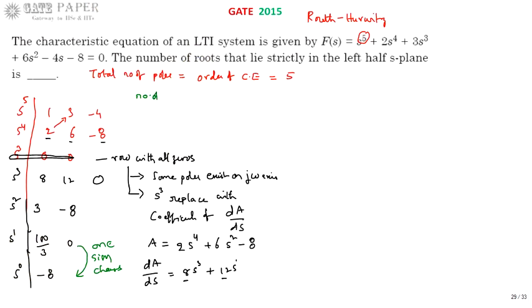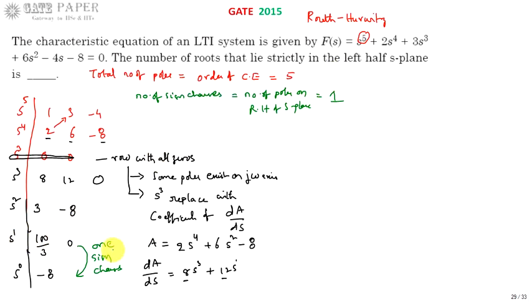The number of sign changes in the first column of the Routh-Hurwitz criteria is proportional to the number of poles on the right hand side of the S plane. So since you are getting only one sign change, the number of poles on the right hand side is only 1. Now since it is having an all zeros row, definitely some poles will exist on the j omega axis.